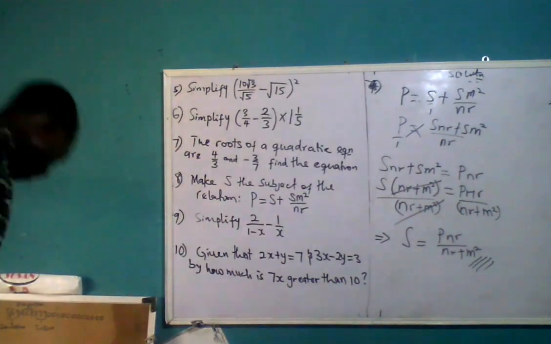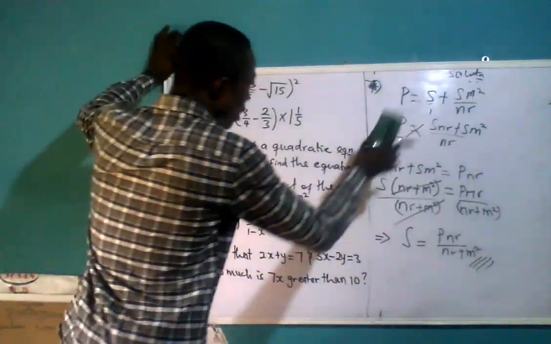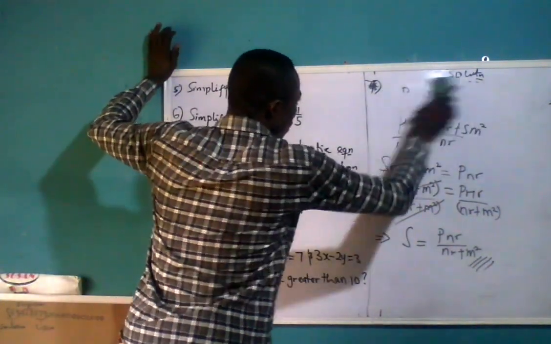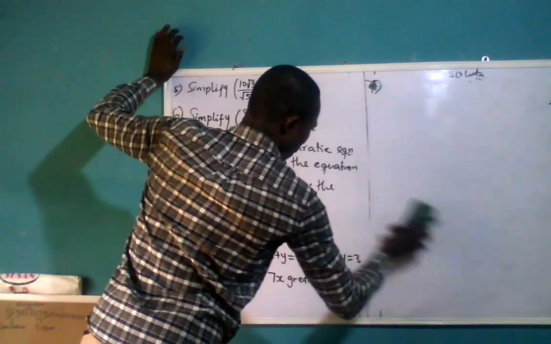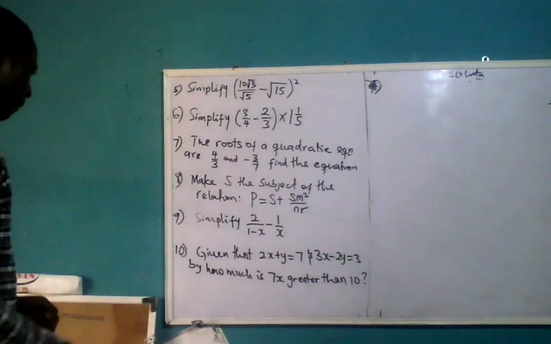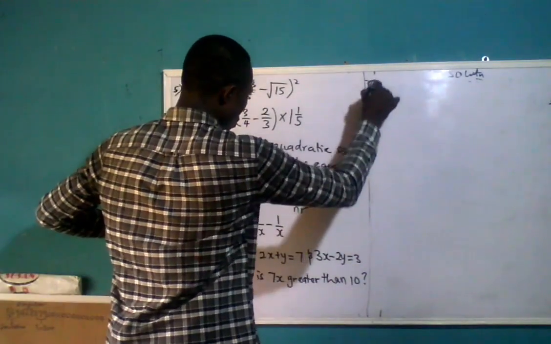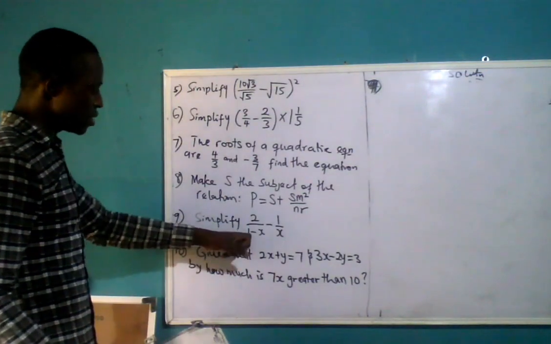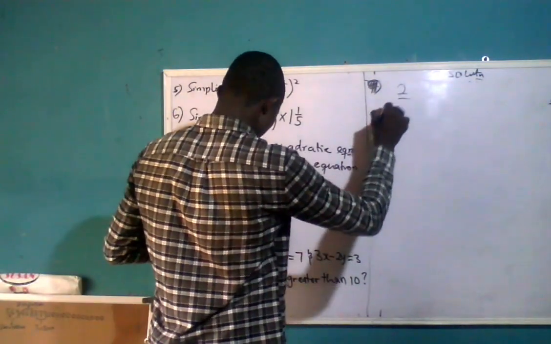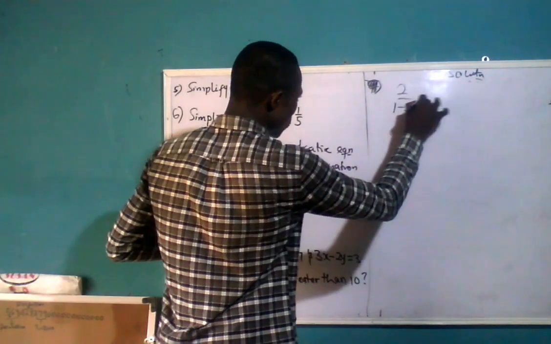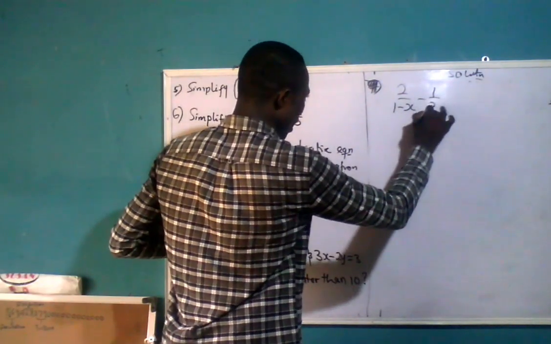Let's go to question number 9 without taking much of our time. Question number 9. We have to simplify this expression. We have to simplify 2 all over 1 minus x, minus 1 all over x.